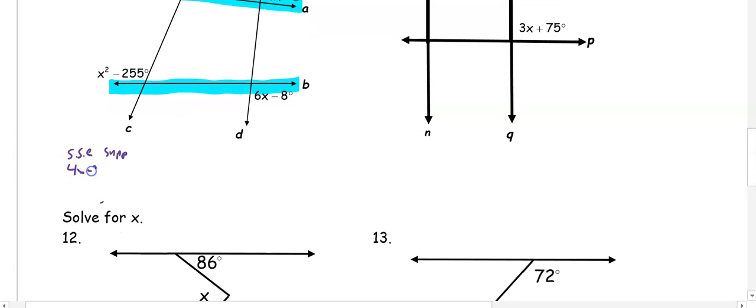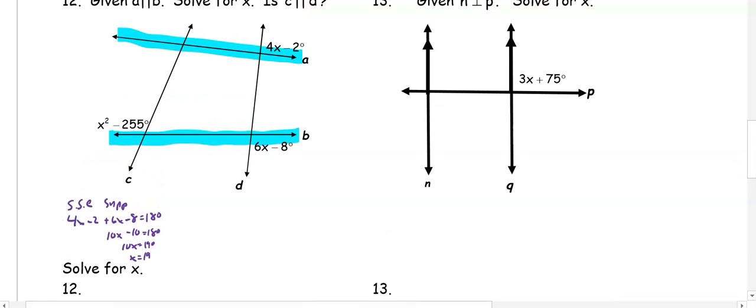Because they are supplementary, that means together they add up to 180. So we have 4x minus 2 plus 6x minus 8 is equal to 180. 10x minus 10 is equal to 180. So we get 10x equals 190. So x is 19.